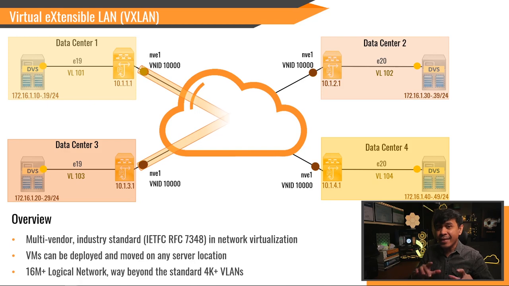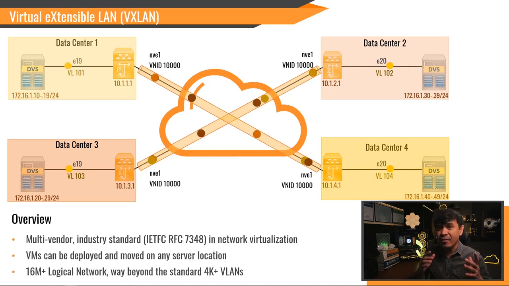VXLAN and EVPN. This can be a really long discussion, but I will make it short and simple. Okay, so VXLAN allows us to extend layer 2 networks across layer 3 boundaries so that virtual machines can be deployed and moved to any server location regardless of the subnet or VLAN the physical server is residing in. It's standardized as IETF RFC 7348, and it's the recommended protocol for spine and leaf architecture, especially in a very large and complex data center network environment. VXLAN is an overlay network technology with MAC over IP and layer 2 tunneling capabilities. It can scale up to 16 million plus logical segments.